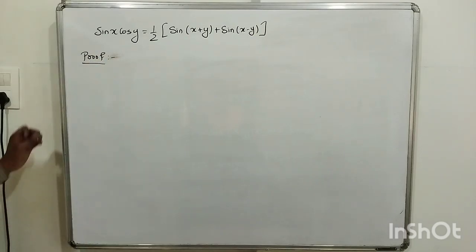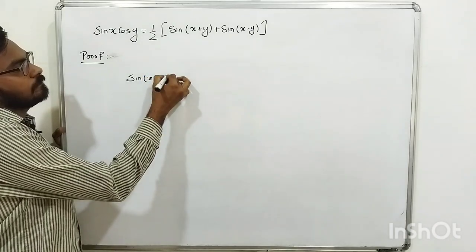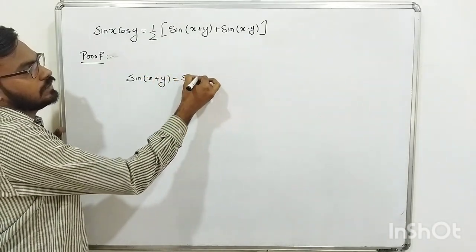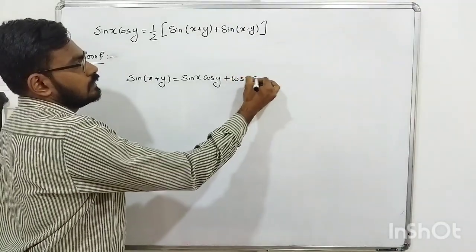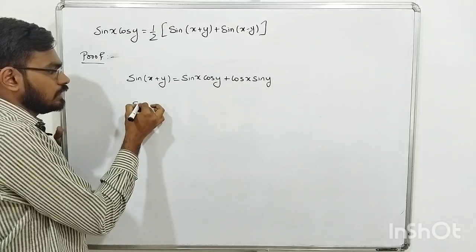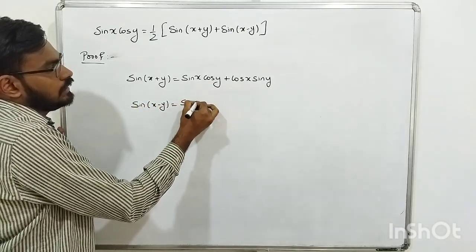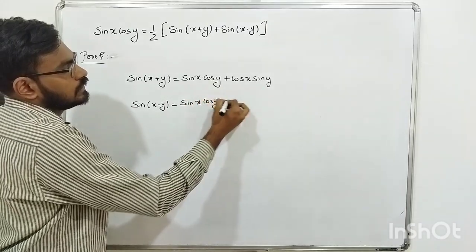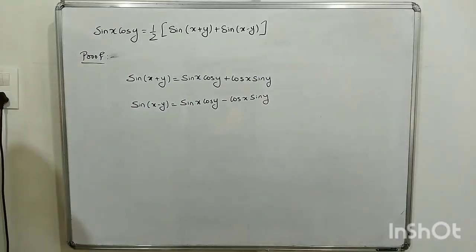Again, as you all know, what is sin of x plus y? It is sin x cos y plus cos x sin y. And when there is minus here, there is minus here. So sin of x minus y is equal to sin x cos y minus cos x sin y. So these are the two formulas.